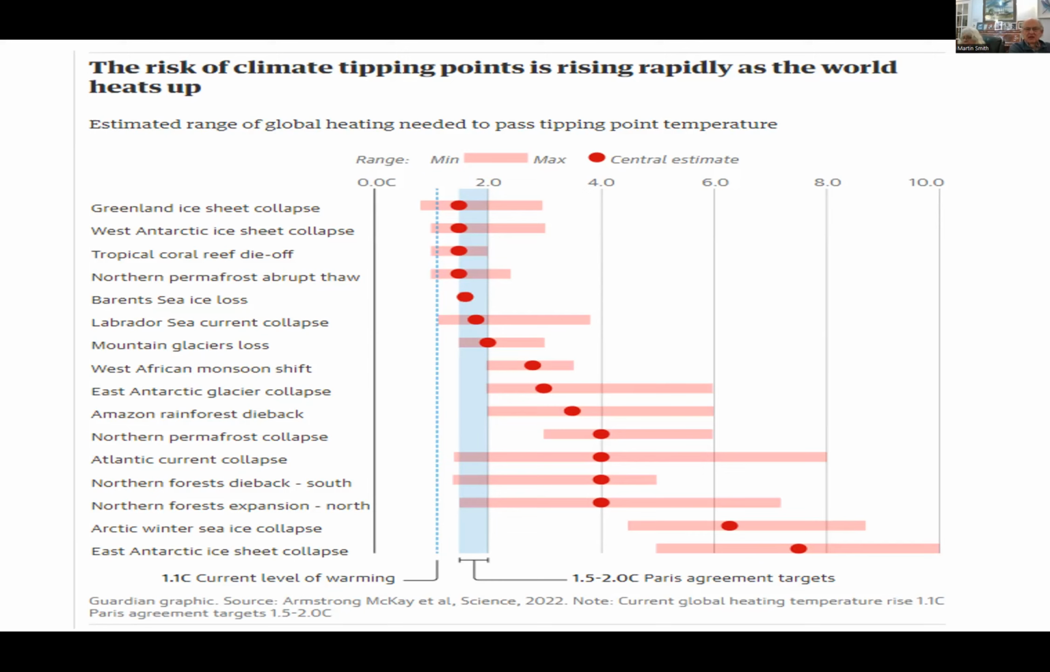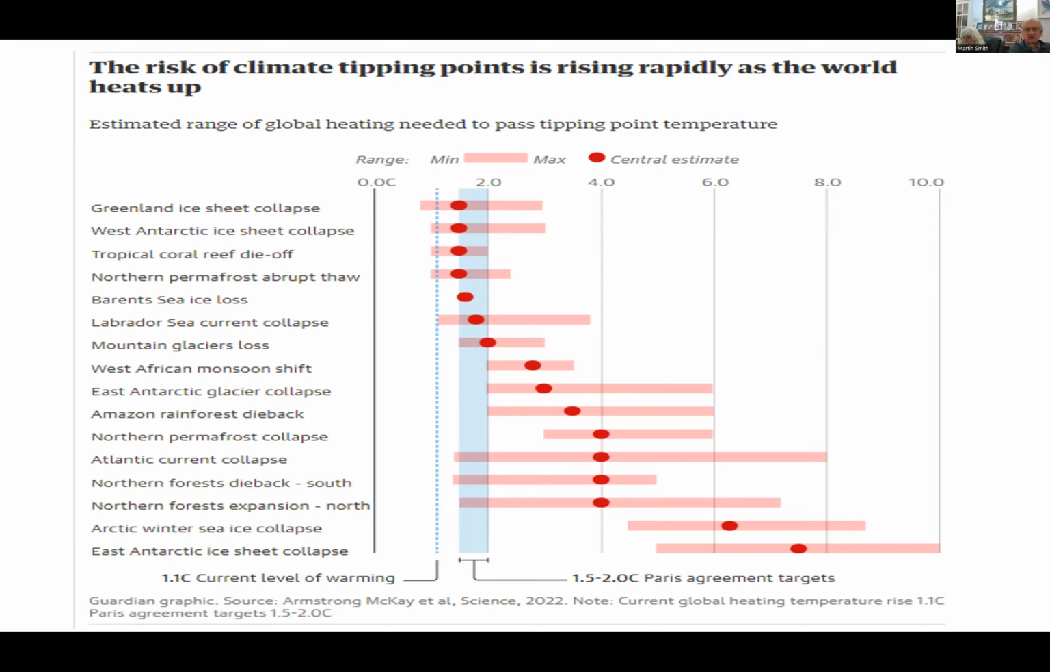There's another deal breaker coming along in the West Antarctic ice sheet. I won't read them all out, but the Northern Permafrost one, I think we've talked about before, as particularly the Russian and Canadian tundra warms up, there's a mass of methane locked into all the peat bogs at the moment, and methane's a worse greenhouse gas than carbon dioxide.